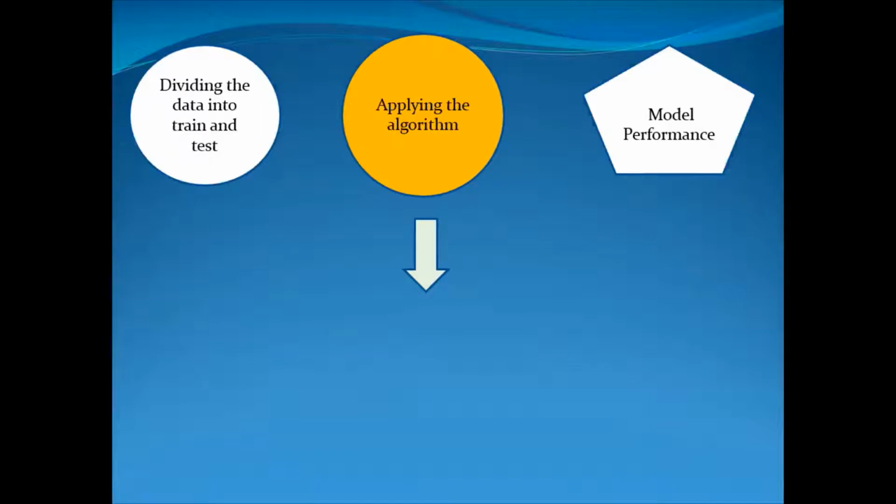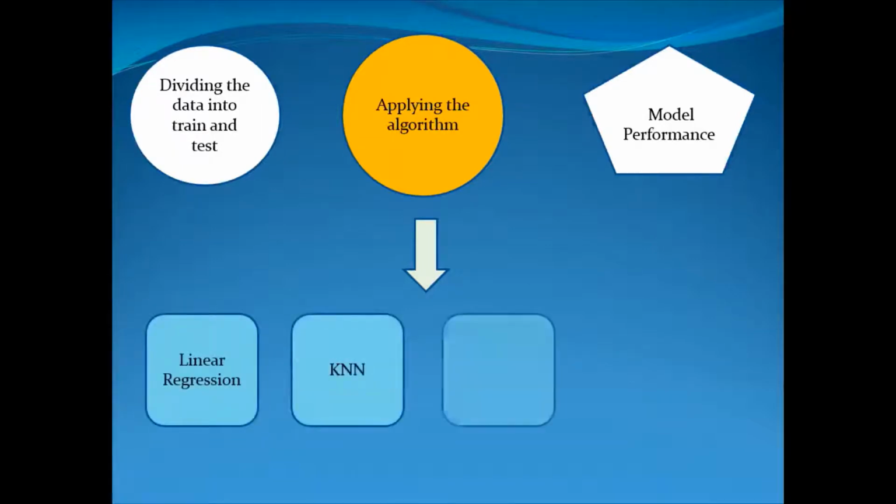Let's name a few algorithms: linear regression, KNN, logistic regression, and SVM. Logistic regression is commonly used for classification, whereas linear regression is commonly used for regression sort of analysis.